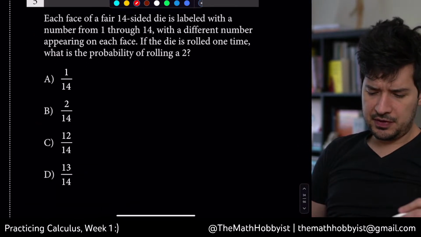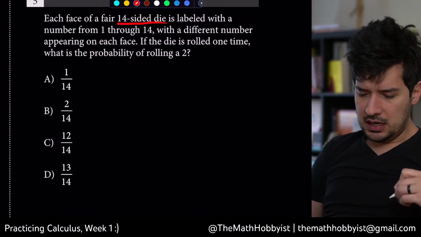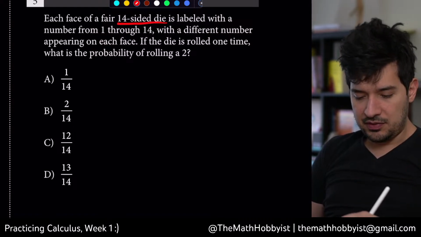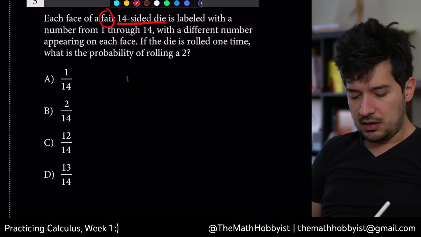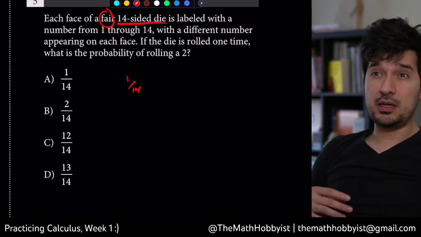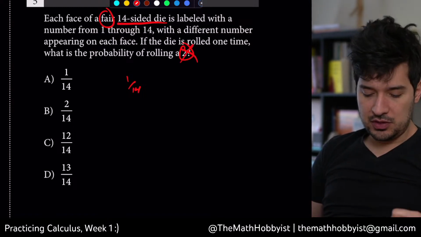Each face of a fair 14-sided die, different number appearing on each face, die rolled one time. What's the probability of rolling a 2? Since it's a fair die, there's a 1 out of 14 probability of rolling any one of the faces. The fact that it's a 2 doesn't matter.